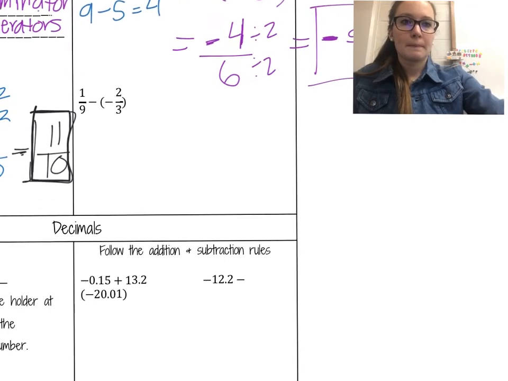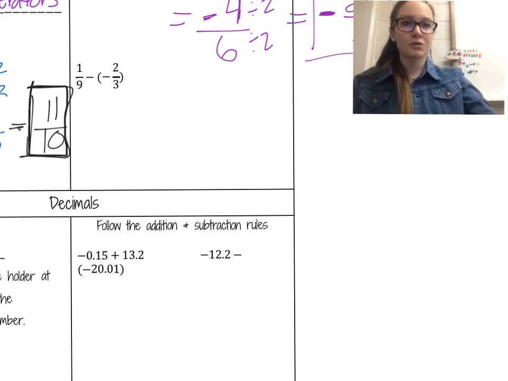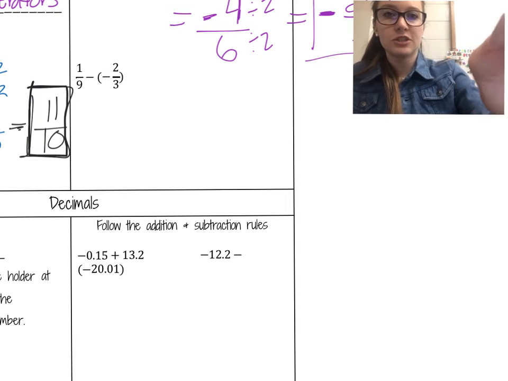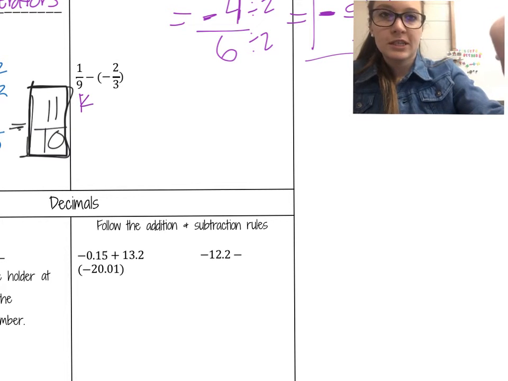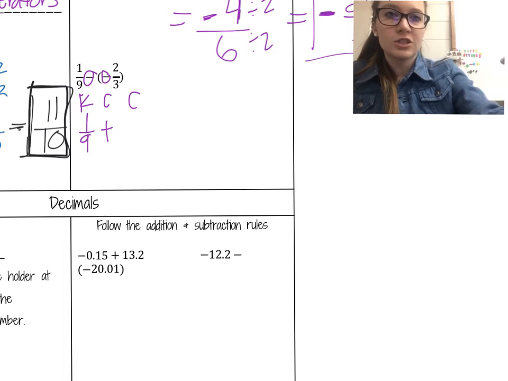Okay. And if I have subtraction, I'm still going to keep, change. So I'm going to keep the first fraction the same, 1/9. I'm going to change subtraction to addition. I'm going to change the sign of the second number to a positive 2/3.